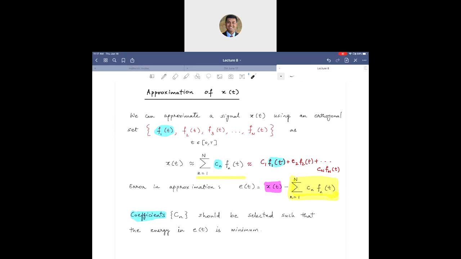Now, a very common question that I get here is this: why minimize the energy in E of t? Why not minimize E of t? So I pose the question to you: why not just minimize E of t? Why are we so concerned about the energy in E of t?